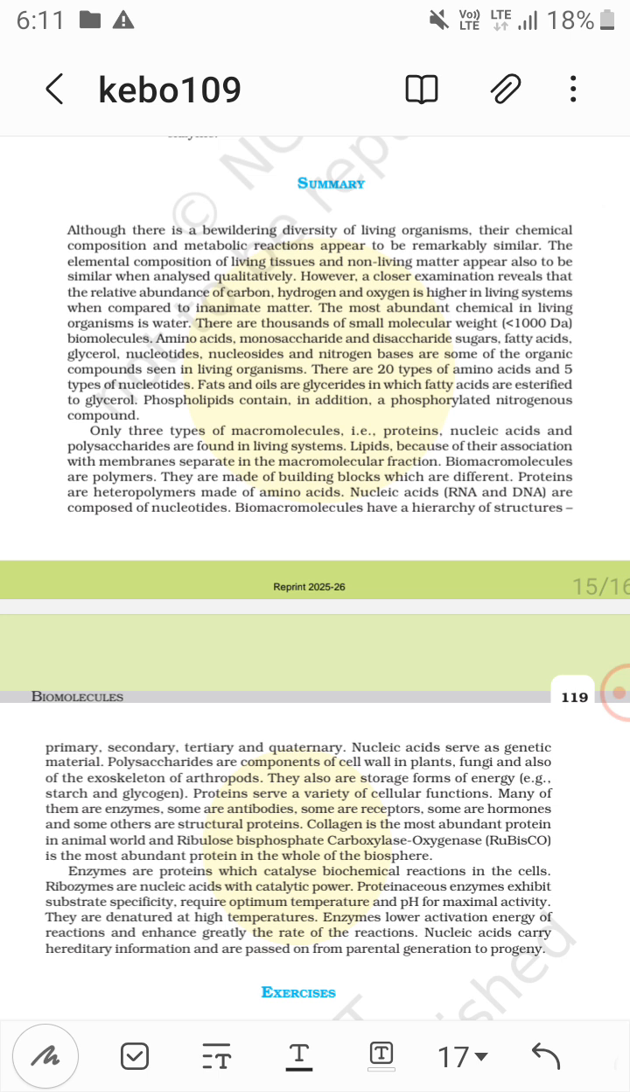Okay, you see in the summary, closer examination reveals that the relative abundance of carbon, hydrogen, and oxygen is higher in living systems when compared to inanimate matter, that is non-living.